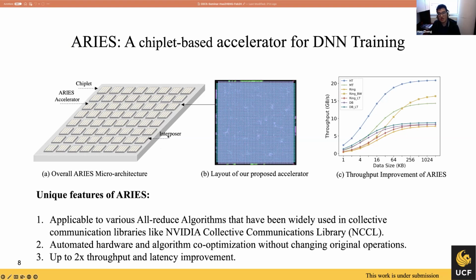So in other words, if you are using the existing NVIDIA collective communication library or PyTorch libraries, you don't have to change your original operation. You just run your application, and the rest of the optimization will be done by the hardware. And our preliminary study indicates up to 2 times throughput and latency improvement as compared to the simple design.